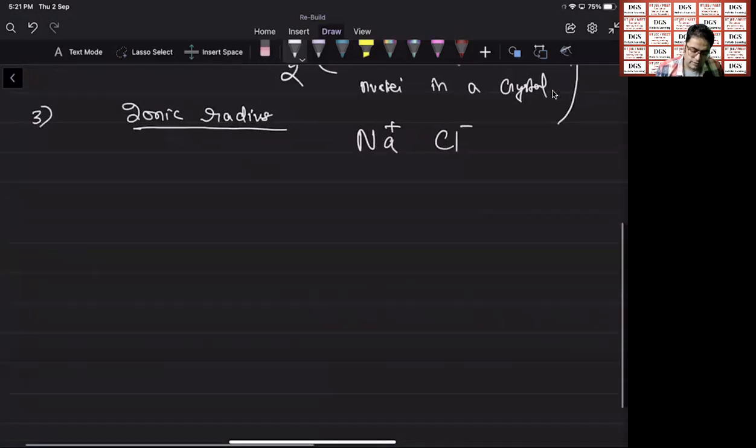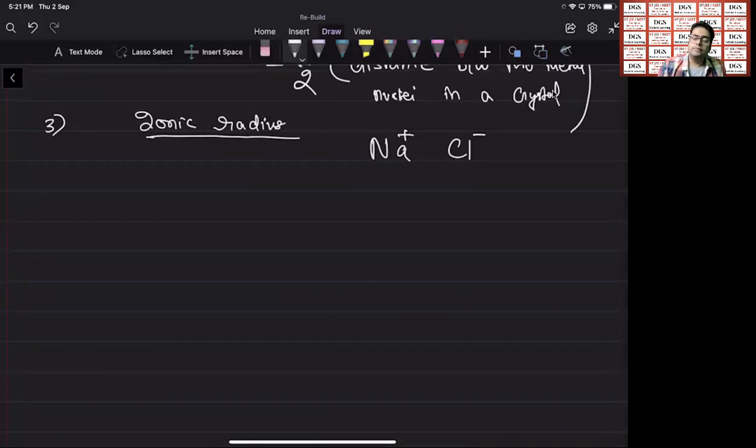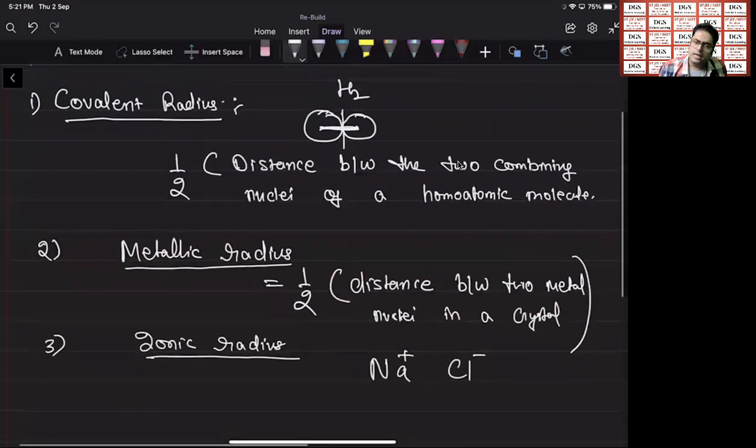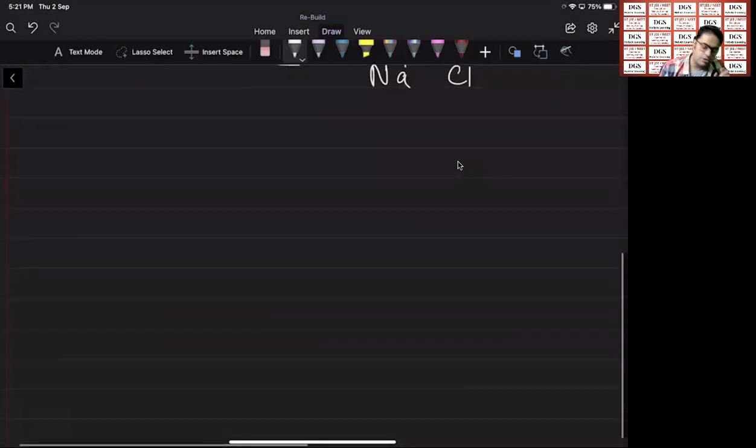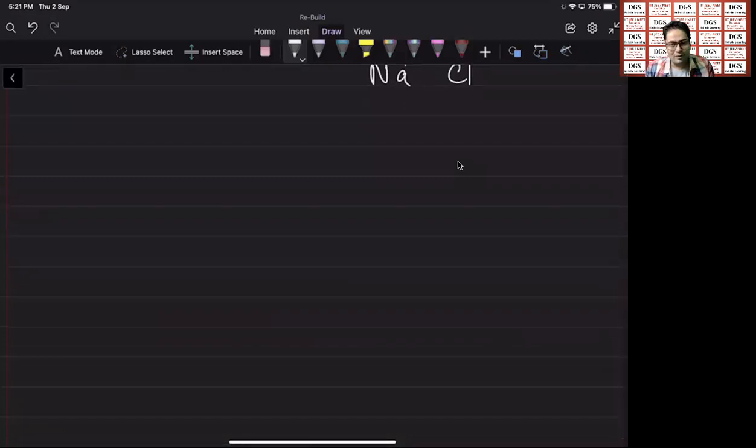Now, what next? How can we define an ionic radius? You may think, okay sir, in the same way, we can take half of the distance between these two combining ions. No, you cannot, because you must remember that particular thing. This is not homoatomic. H2 is homoatomic, N2 is homoatomic, O2 is homoatomic, but Na+Cl- is not homoatomic. So we cannot say that half of this distance can be taken as the ionic radius.